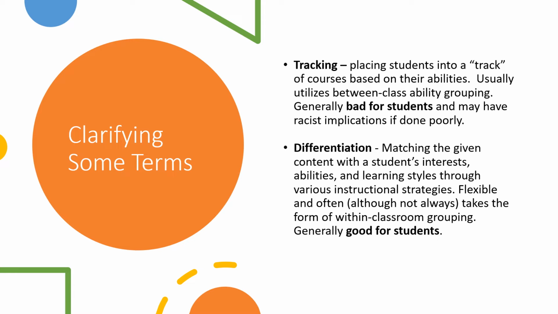Tracking is when we place students into a track that's fairly permanent and they take courses based on their abilities. This usually utilizes between class ability grouping. However, the difference is this is more or less permanent. Generally, this is bad for students and may have racist implications if it's done poorly. The reason for this is there have been studies which have produced evidence that Black and Hispanic students have been tracked into lower tracks without careful consideration of their abilities. This is bad for students.